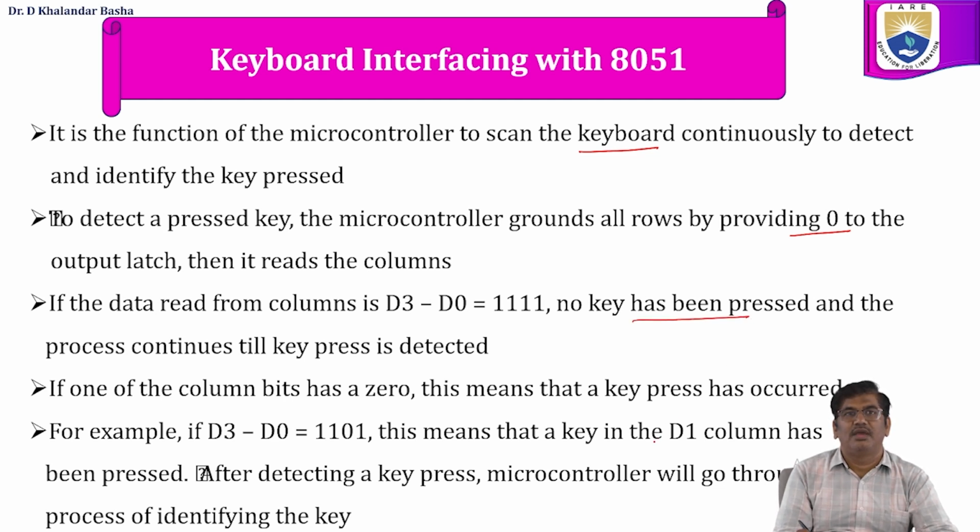If one of the column bits is read as 0, this means the key corresponding to that particular column has been pressed. For example, if D3 to D0 is equivalent to 1101, here we have one entry as 0, which indicates that a key in the D1 column has been pressed. After detecting that a key is pressed, the microcontroller will go through the process of identifying the key.